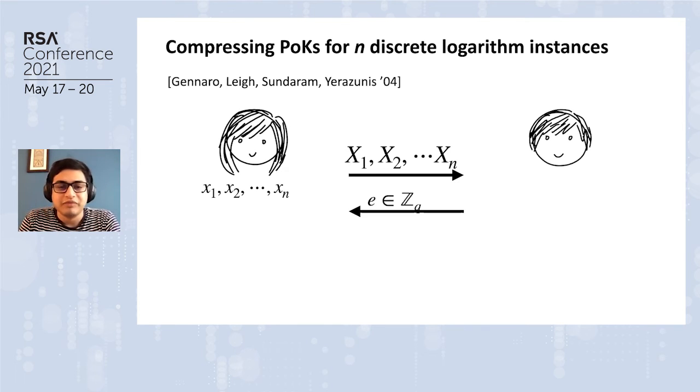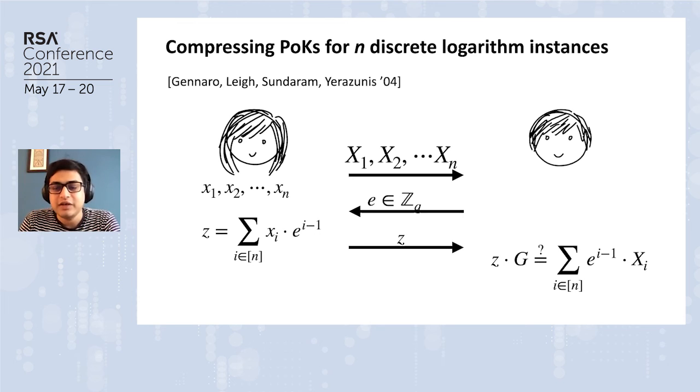Bob, who is the verifier, challenges Alice to reveal some linear combination of these discrete logs. That is, he sends over a value e in Zq. And Alice computes a linear combination of these xi values, where the coefficient of the ith term in the linear combination is just e raised to the power i minus 1. Alice then sends this linear combination z, which Bob can check in the exponent for correctness.